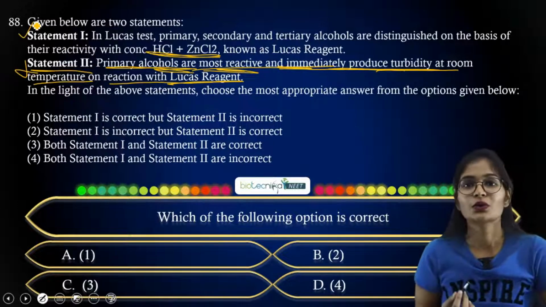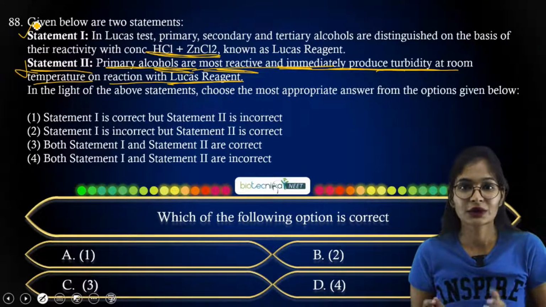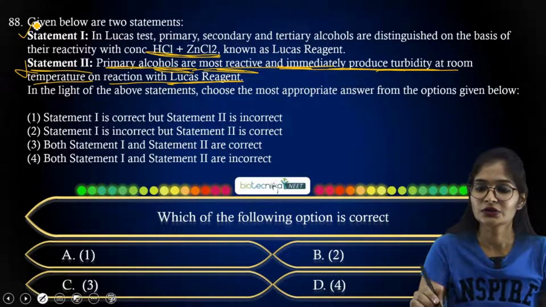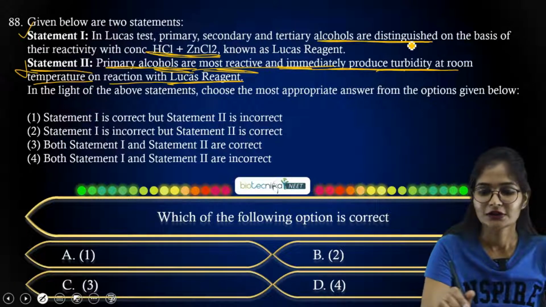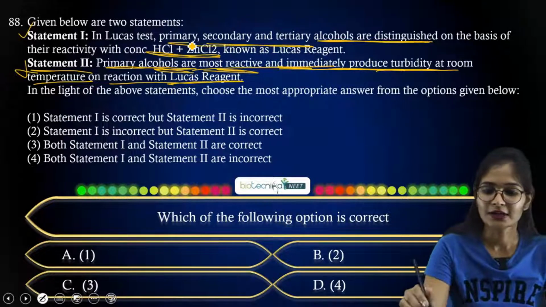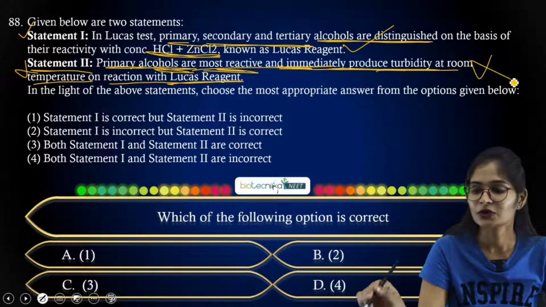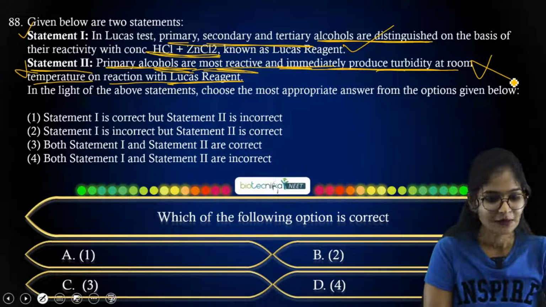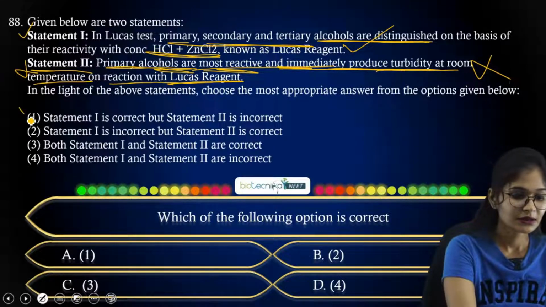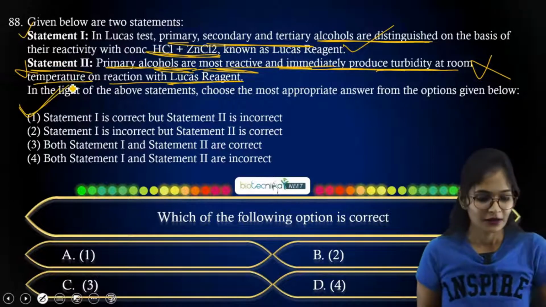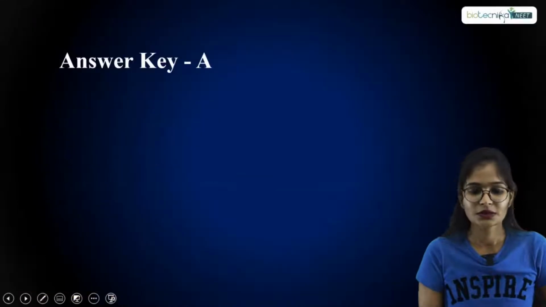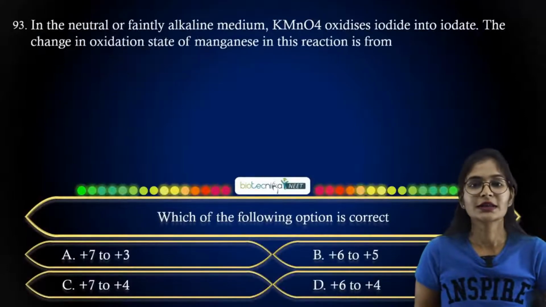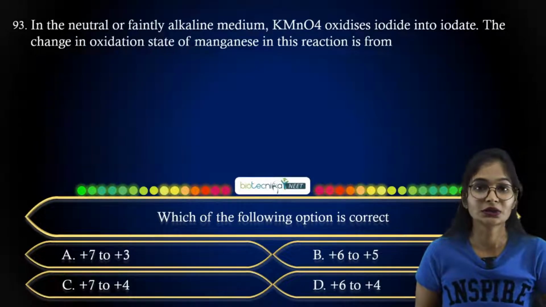So the Lucas test, using the Lucas reagent HCl with ZnCl2, is specifically used to distinguish alcohols, primary, secondary and tertiary. That's why your statement 1 is correct, but statement 2 is wrong. The option in which statement 1 is correct but statement 2 is incorrect is option A. All right, so option A is correct for this question.